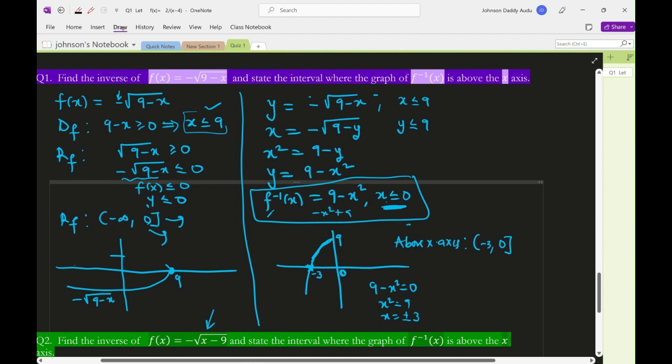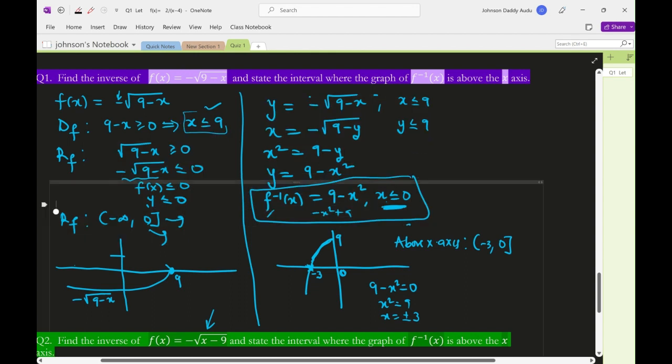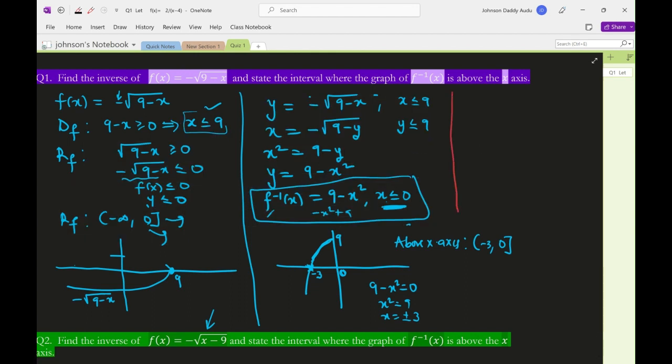Okay, now let's do another method to solve this one if you don't want to use the graph. Let me do it in red here. You say, okay, you want f inverse of x to be greater than 0. And that means 9 minus x squared, you want it to be greater than 0. You don't need equality. It's just above.